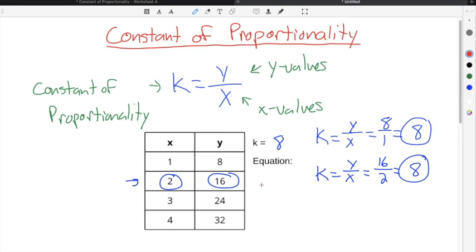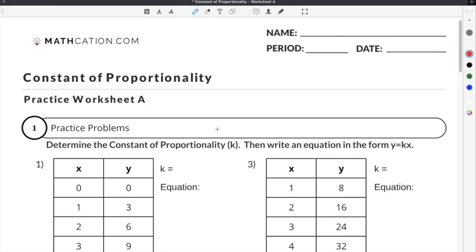We know that the equation for the constant of proportionality is y equals k times x. We just found out that k was 8, so we substitute 8 in for k. So our equation is y equals 8x, and that's the solution. The important thing to remember is that the constant of proportionality is the ratio between the y values and the x values. Let's do a couple practice problems on our constant of proportionality worksheet.